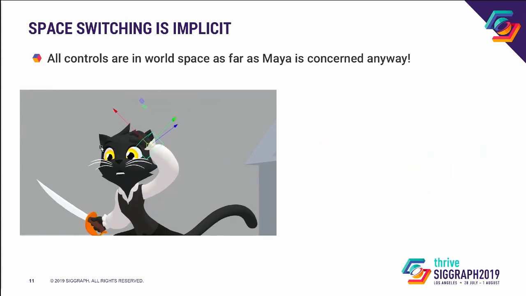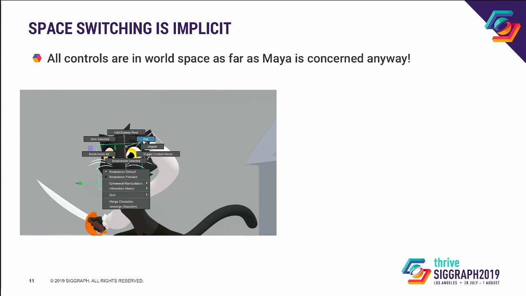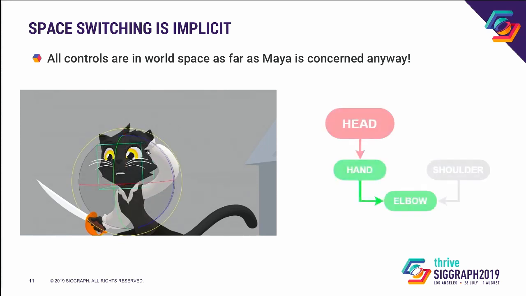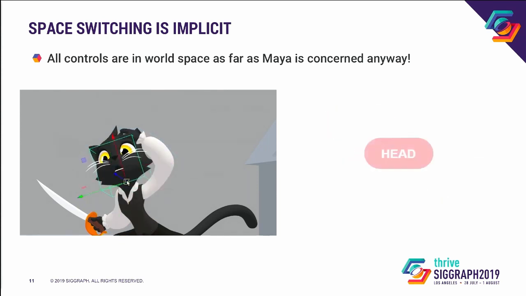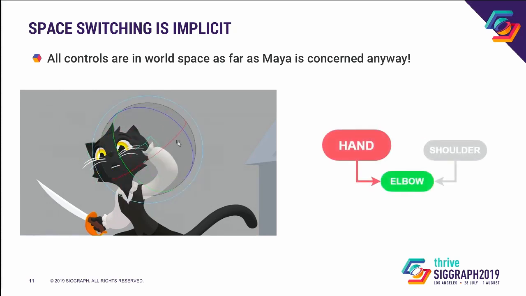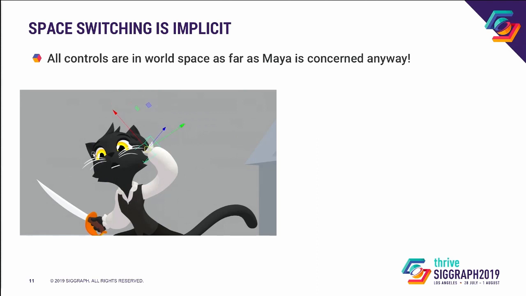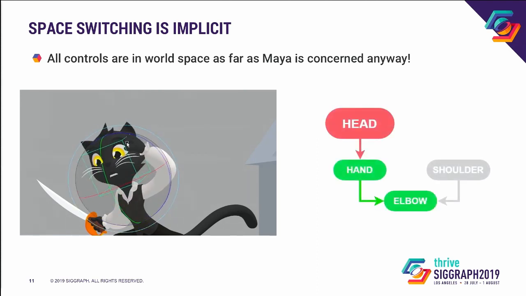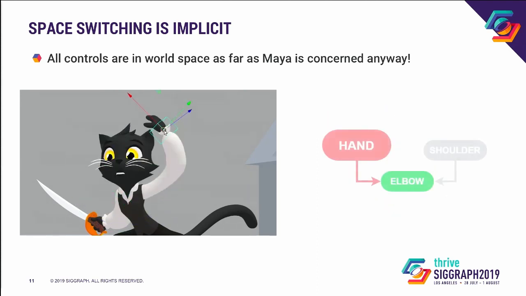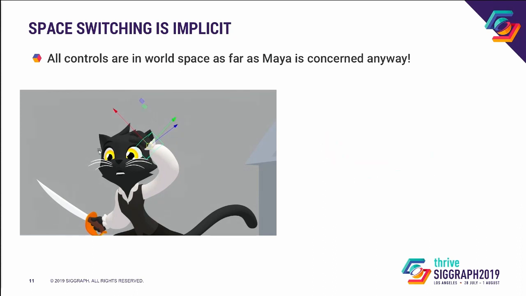It also means that space switching is implicit, which is kind of another way of saying that space switching doesn't really exist, because it doesn't really need to. There's no canonical local space for any of these transforms in the first place. Whether they are connected to each other, whether they are operating in each other's space, depends entirely on what mode I happen to be in at this particular moment, and whether I've decided to hook them to each other.